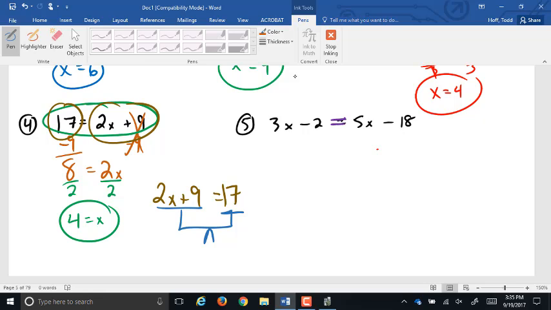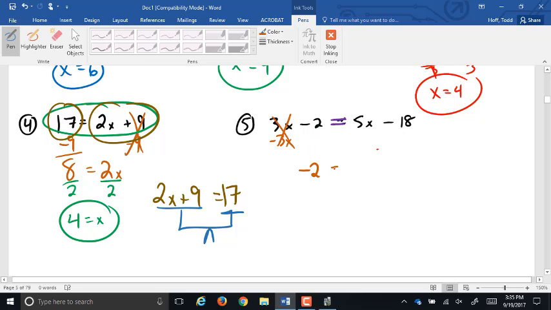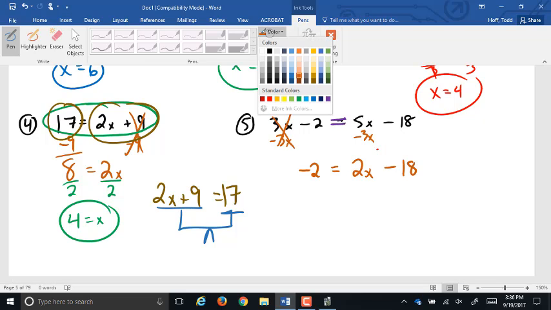And we'll get rid of the smaller one, which is the 3x. So to get rid of it, we subtract it since it's positive. That makes it go away. That leaves us with negative 2 on the left side. We still have to take 3x from the other side. So we subtract 3x from the 5x. We can only add and subtract things that have the same name. So 5x minus 3x is 2x. We still have the negative 18 or minus 18 there.